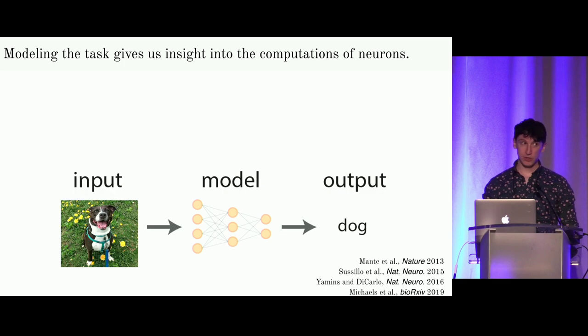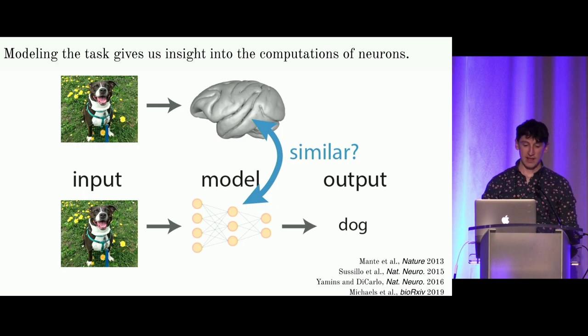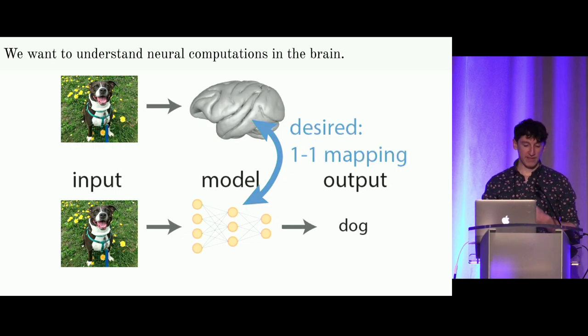So a very common approach, particularly at Cosyne this year, has been to train neural networks on some tasks, such as object identification. In this example here, a network is presented with some image, and the network has to correctly identify this dog. What we then do is we take these same images, present them to a brain, and then compare gross features of the model's activity with how the brain is doing the same task. But what's missing is that we often care very deeply about what specific neurons or specific neuron classes are doing. And what we really want is a one-to-one mapping between neurons in the brain and neurons in the model.